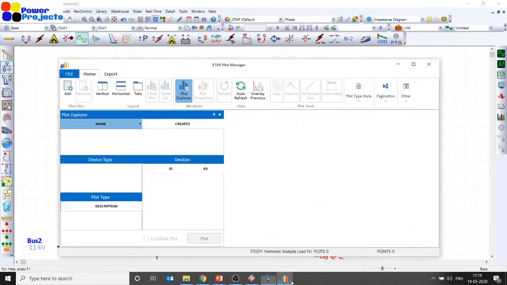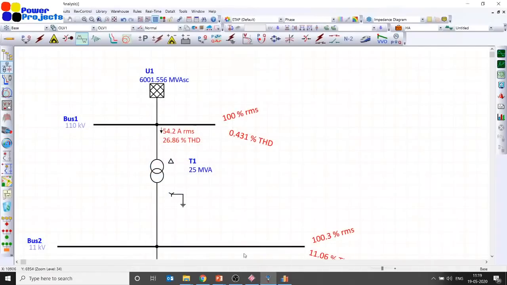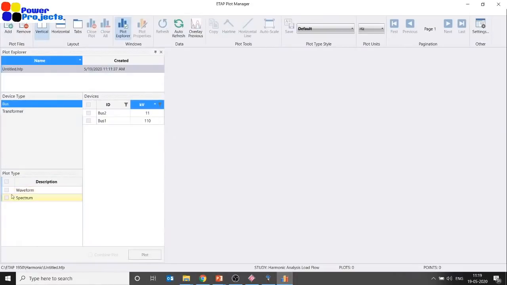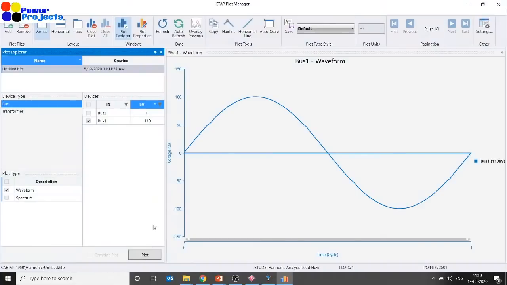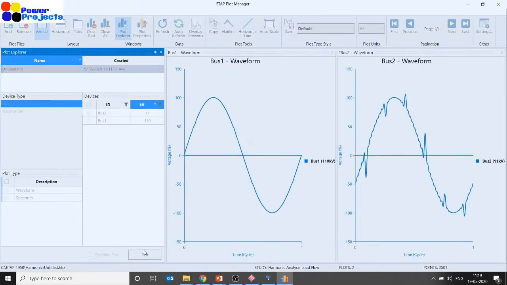Let me look at only the waveform at bus 110 kV. It's almost pure sinusoidal. This is because the total harmonic distortion is 0.431 percent. So to your eyes it may look like a pure sinusoidal, but it is not really a pure sinusoidal. But when you go to bus 2, then you can easily understand that it's definitely not a sinusoidal.